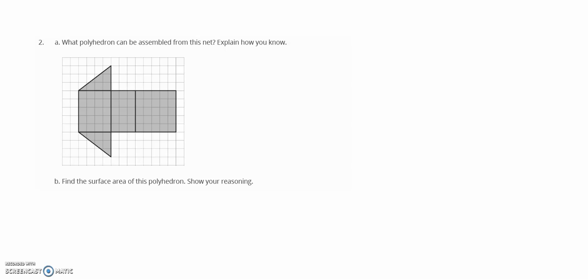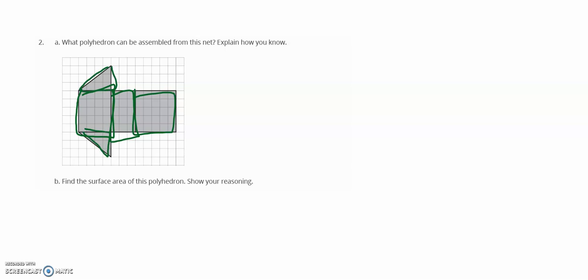Page 103, number 2. What polyhedron can be assembled from this net? Explain how you know. So we have a net, which is two-dimensional. It's flat. It's made up of these shapes that we see. We see a rectangle, and then another rectangle, and then another rectangle, and then we see two triangles.